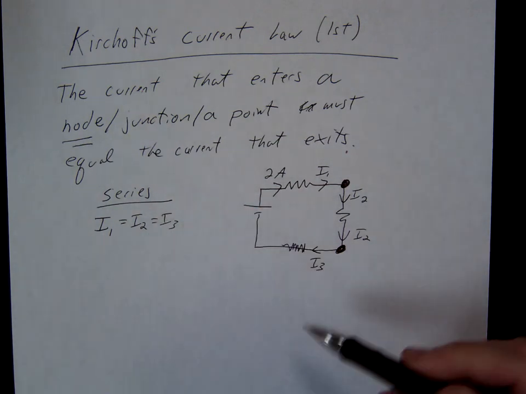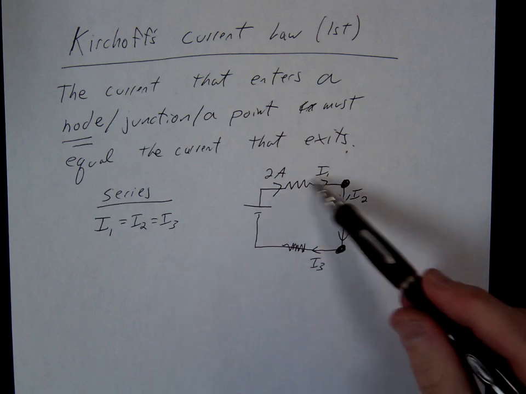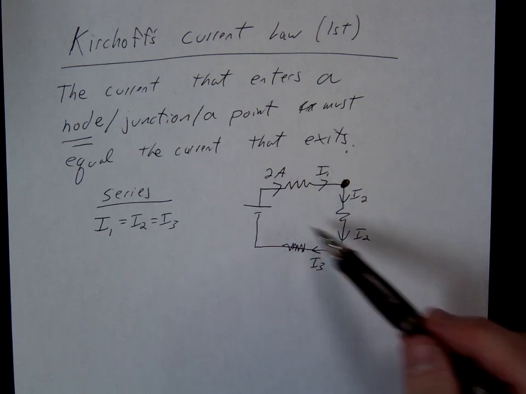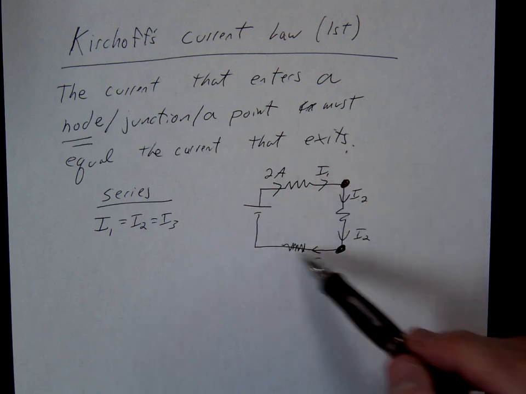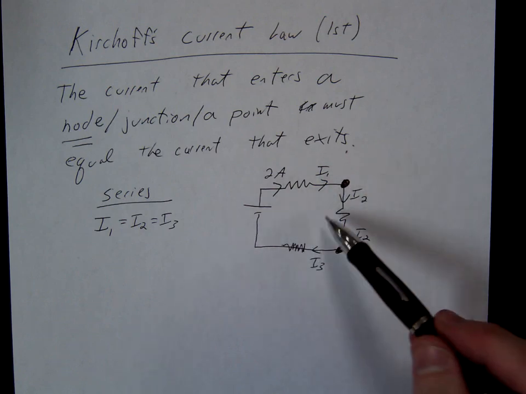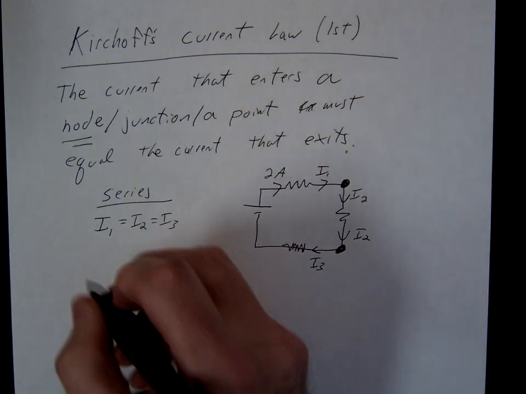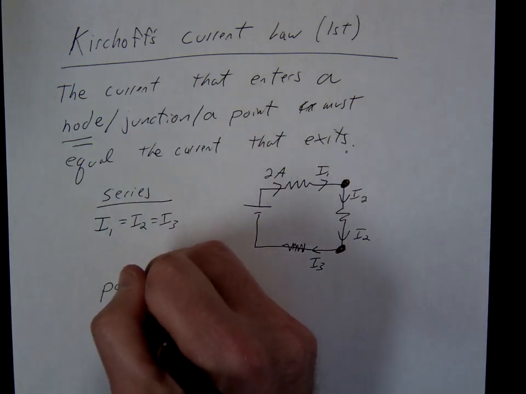So we talked about this yesterday, but what did we say is true for a series circuit? All the currents are the same, right? So the current through all the resistors in a series circuit is the same, and this is just an application of Kirchhoff's current law. Let's see how this plays out in, say, a parallel circuit.